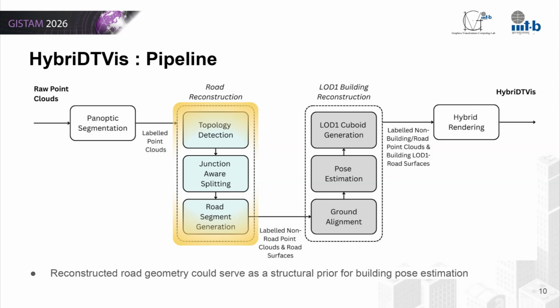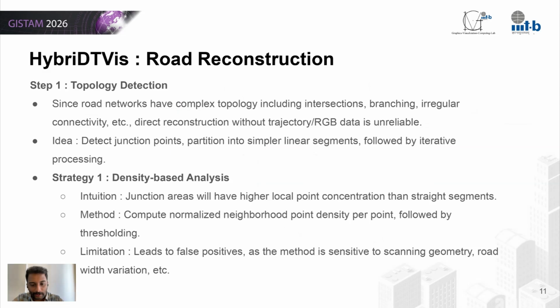Now, moving into the core methodology, we'll start with road reconstruction. Road networks have complex structures including intersections, branching, and irregular connectivity. So reconstructing the entire road network directly, especially without RGB or trajectory data, is quite unreliable. So instead, our approach is to first detect the junction points, then partition the network into simpler linear segments, and then finally process each segment independently.